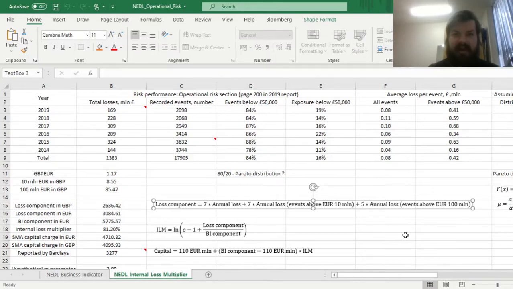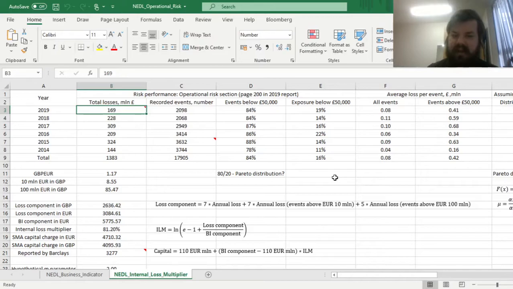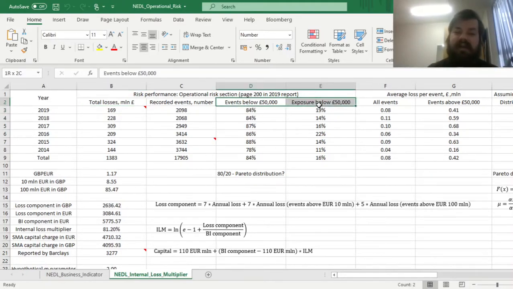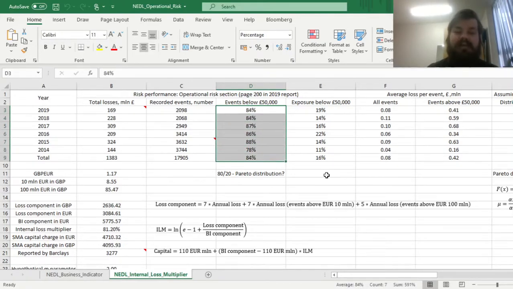However, we haven't got that. We only have got data on the number of events and total losses. How can we estimate how many events of various magnitude occurred throughout the years? Well, to do that, we can rely on these two figures that Barclays is actually reporting quite consistently over the years. This is the percentage of the number of events below £50,000 exposure. We can see that over 80% of such events in most of the years occurred with exposure below £50,000.